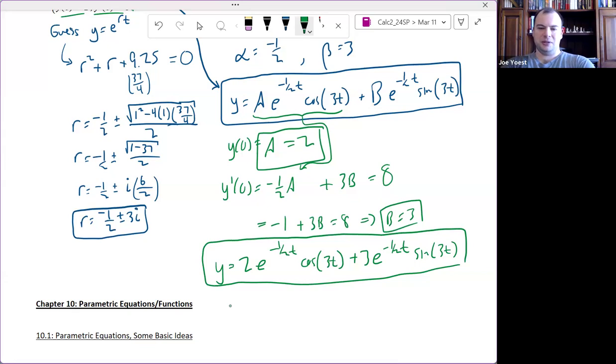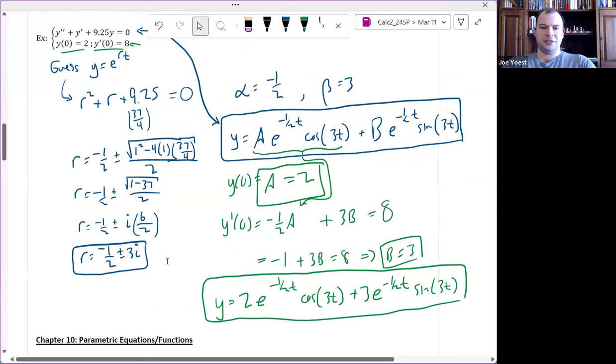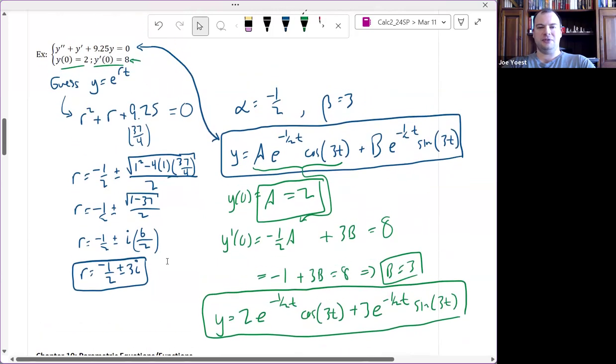And again, you can make this a little nicer by factoring out an exponential, or just different by wrapping this under a single trig function. But we'll just leave it here. Any questions on anything in diffy-q?